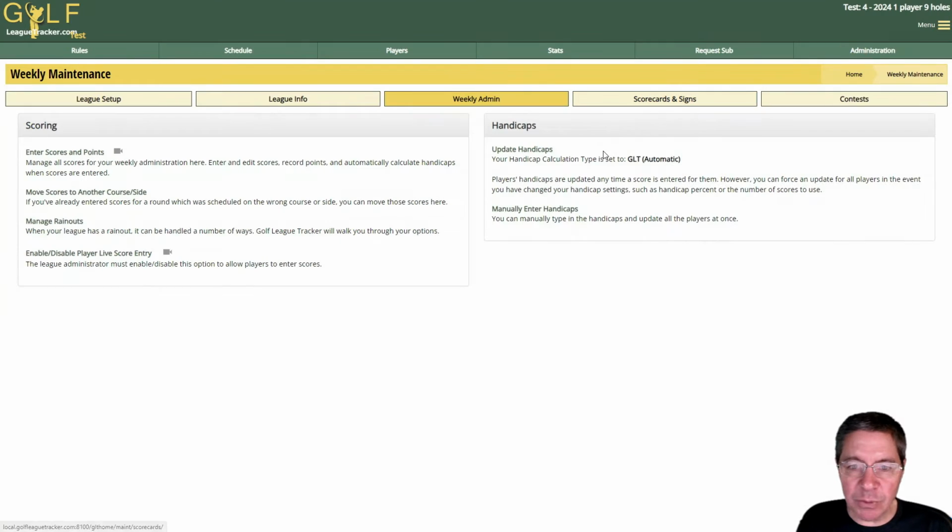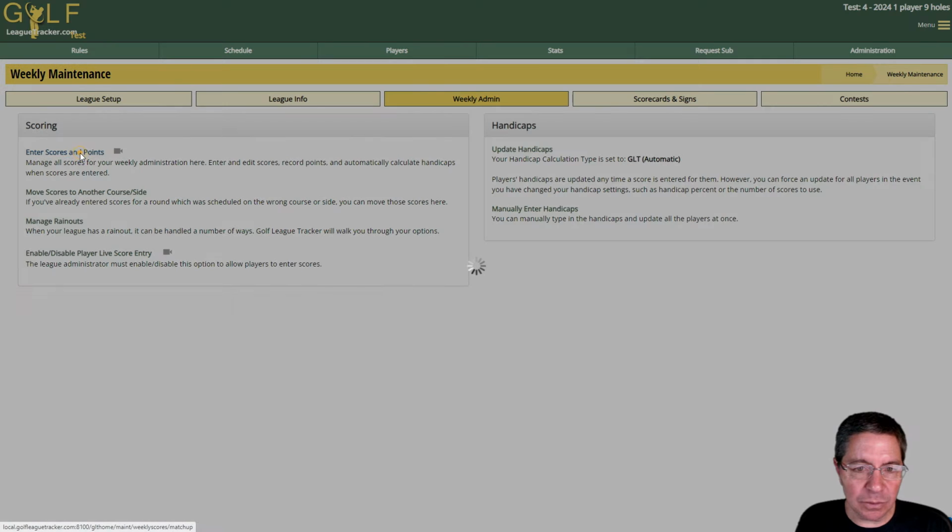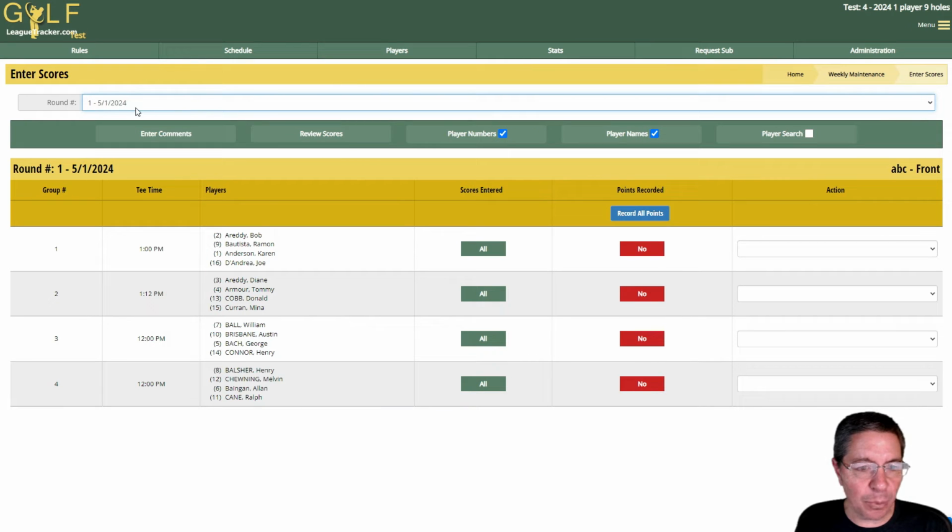So I already have 3 weeks of scores entered for this league. We'll go to Weekly Admin, enter scores and points. And when you record points, what record points does, it locks in the points for that week. And that way, if you go and change your point system later or in the middle of the season or for another round, it does not affect the points already won for the season.